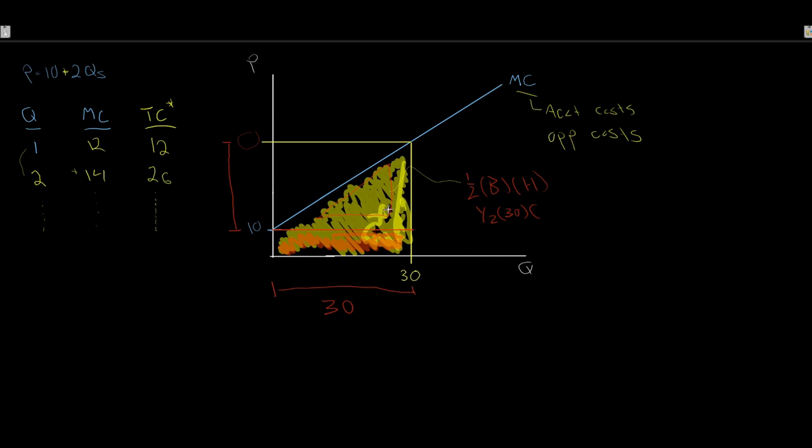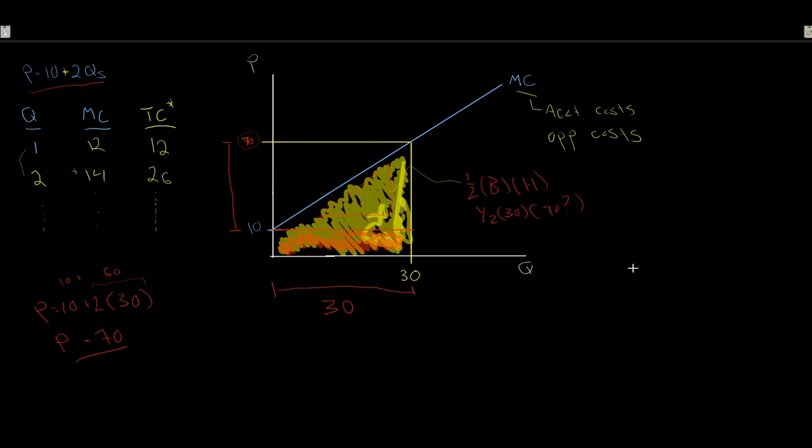Well, how do we do that? We go back to our functional form, and we have that price equals 10 plus 2 times 30. So, okay, work that out. 2 times 30, that's 60. That gives me 60. 60 plus 10 gives me a price or a marginal cost of 70. So, okay, I have my height. What's my height here?